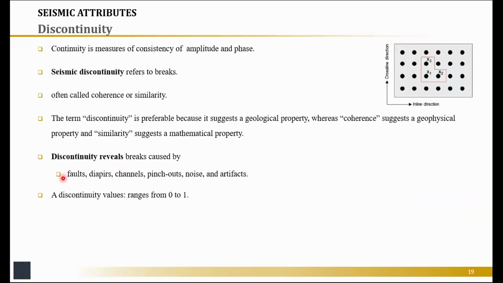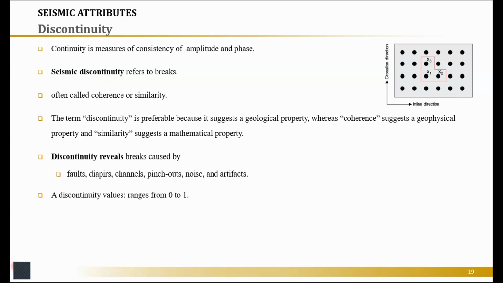So moving from the curvature to discontinuity. The discontinuity is a measure of the amplitude and the phase consistency. The continuity is measuring the degree of consistency of both amplitude and phase. And the seismic discontinuity refers to the breaks in the continuity of seismic reflection, which is good, of course. These could be stratigraphic or structural breaks.